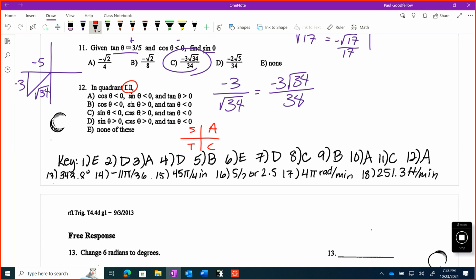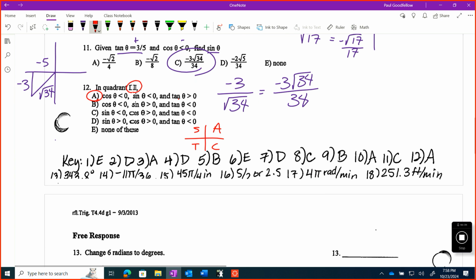Tangent would be positive, which happens to be one of these ones that's listed right here, and that's the only one that says a tangent's positive. Cosine and sine would both be negative. 12 should be A. Yeah, I got that one right. Okay, so watch your ASTC.